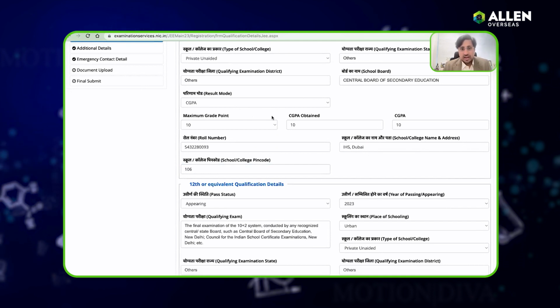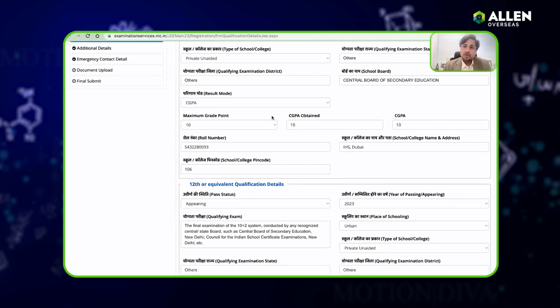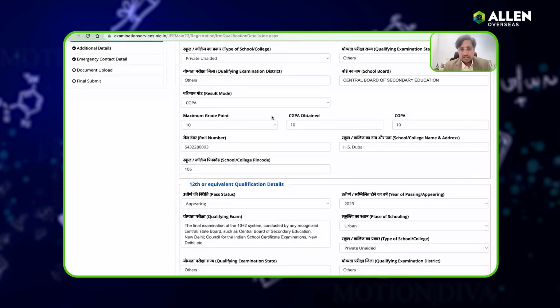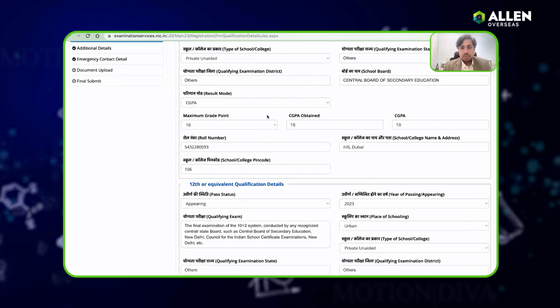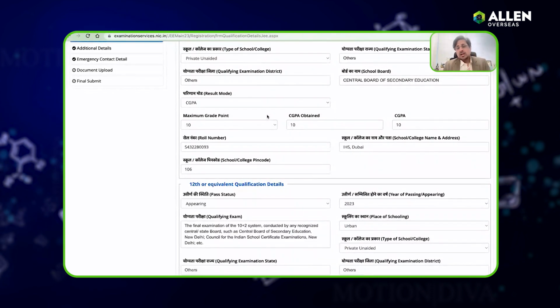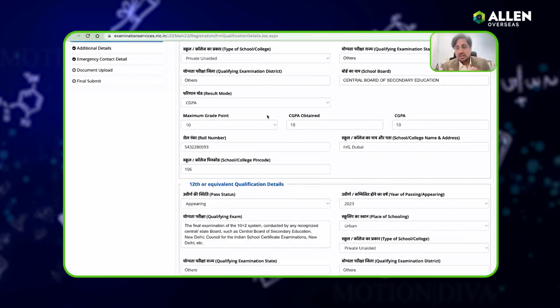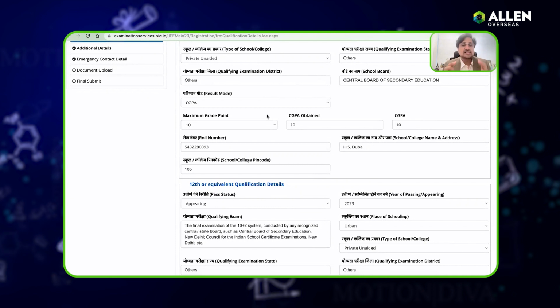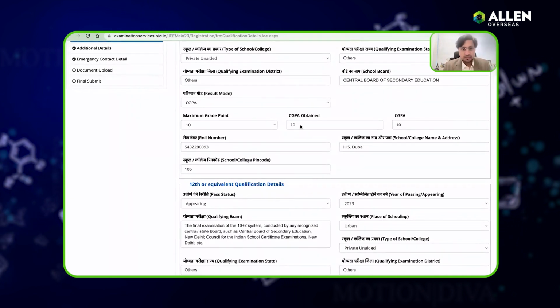Yes, Gyanendra, 2021 it was percentage, so you have to fill percentage. But in 2020 it was CGPA, so I have filled CGPA. Yes, result mode should be percentage. Whatever any board gave you in percentage, you have to fill percentage. If your mark sheet is having it in CGPA, fill the CGPA.